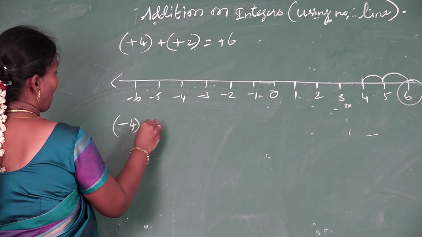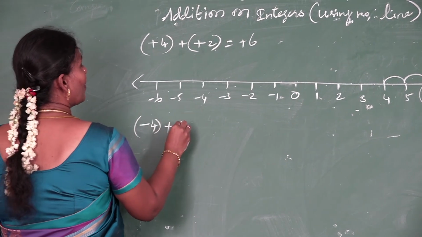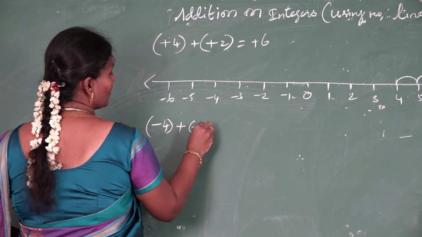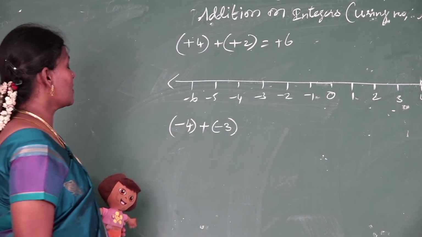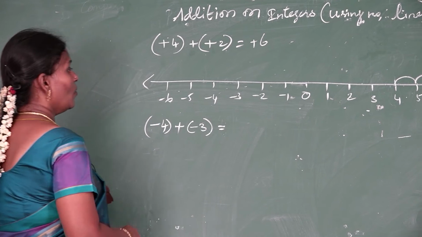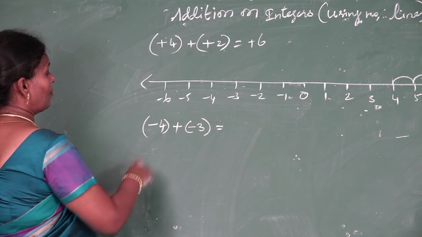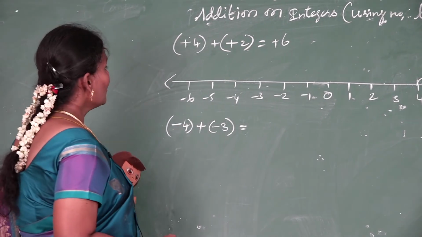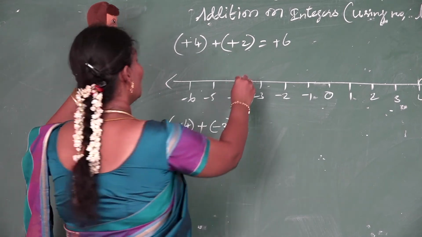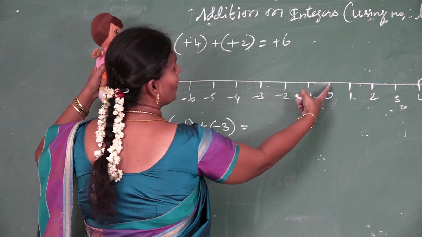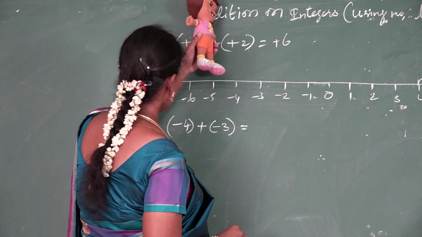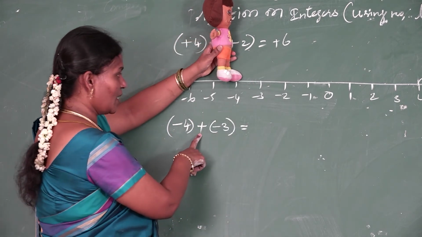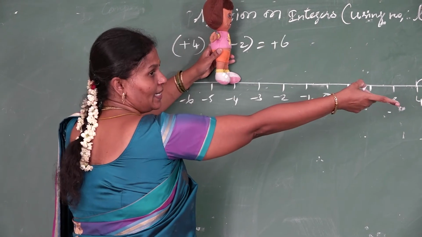Minus 4 plus minus 3. Now see here, which is the first integer? Minus 4. So you stand on minus 4, on the left side of the 0. So here this is minus 4. Stand on minus 4. This is the addition sum, so face the right side.